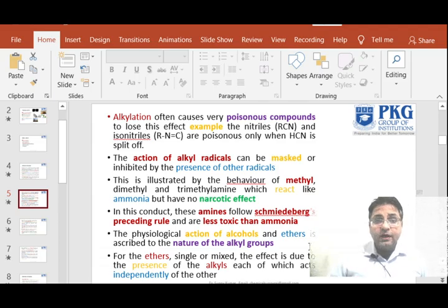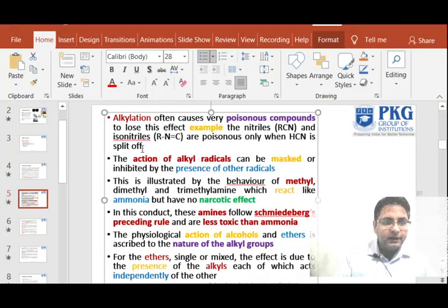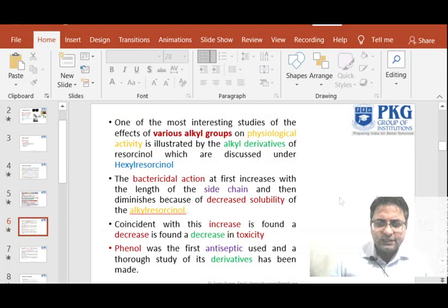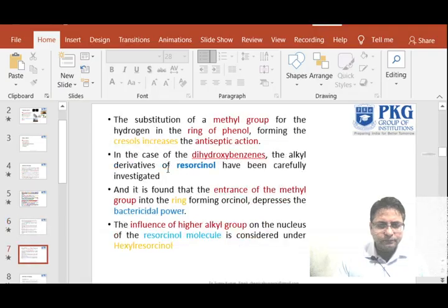And in between we generated some very poisonous compounds, which are isonitriles. And there are various other types of alkyl groups, such as hexyl resorcinol, which you will see here. And for antiseptic action, we can also use the ring of phenols, where cresol can increase methyl group formation. So these resorcinols were very carefully investigated.